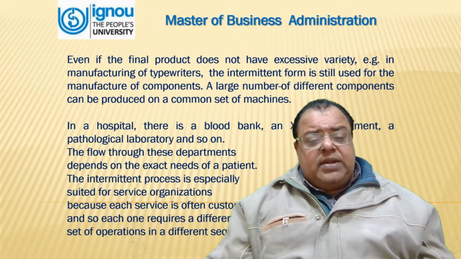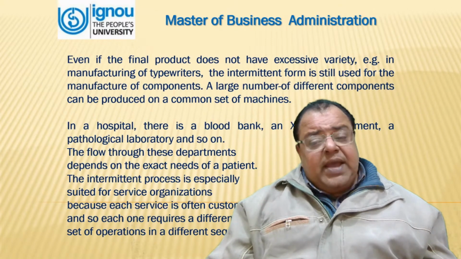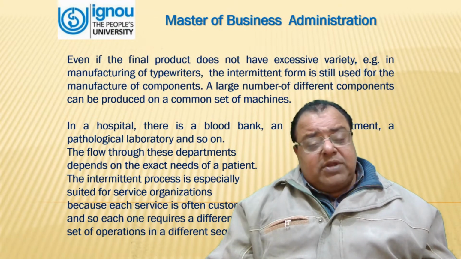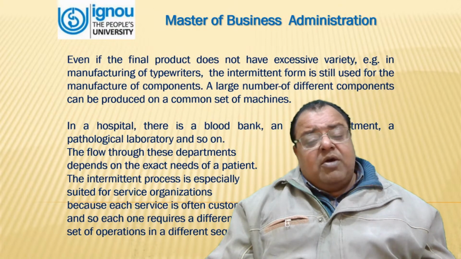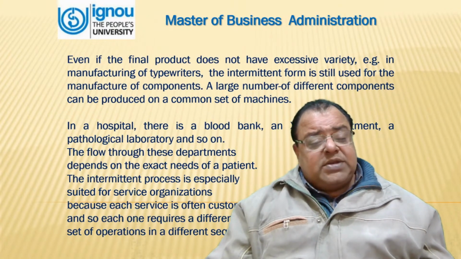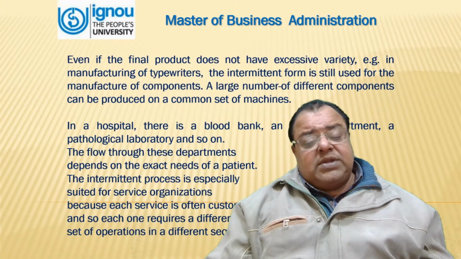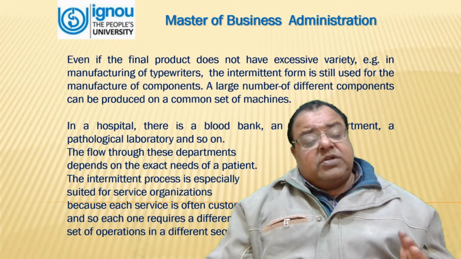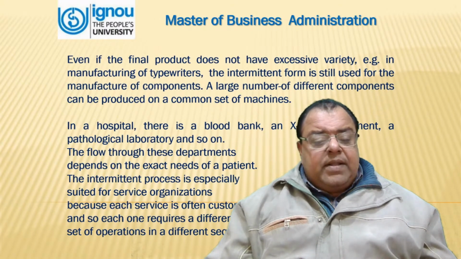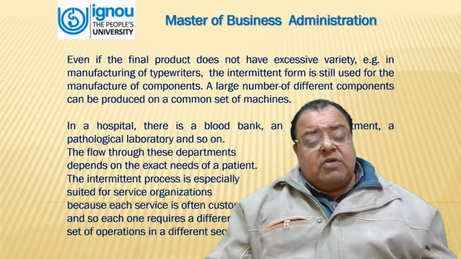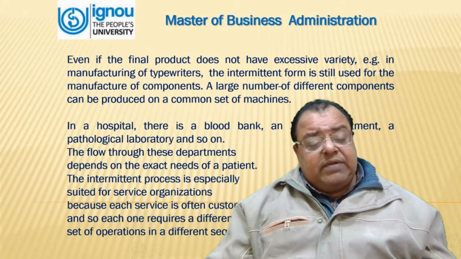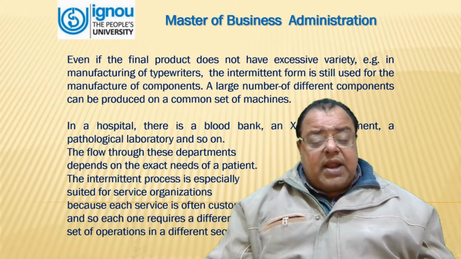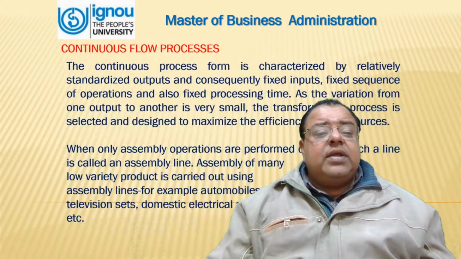In a hospital, there is a blood bank, an X-ray department, a pathological laboratory, and so on. The flow through these departments depends on the exact needs of the patient. The intermittent process is especially suited for the service industry because each service is offered customized, and so each one requires a different set of operations in a different sequence.